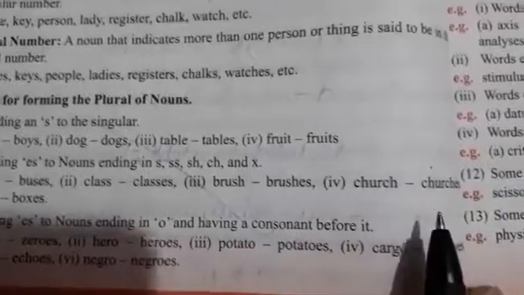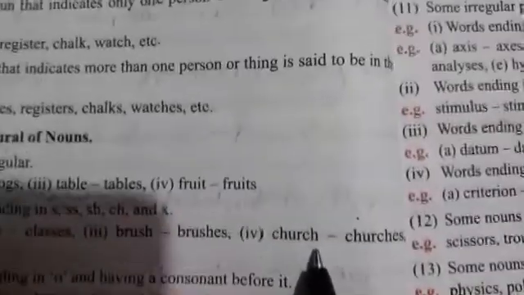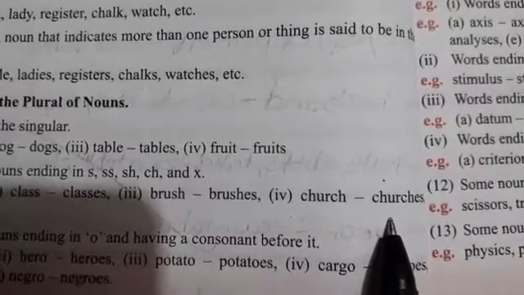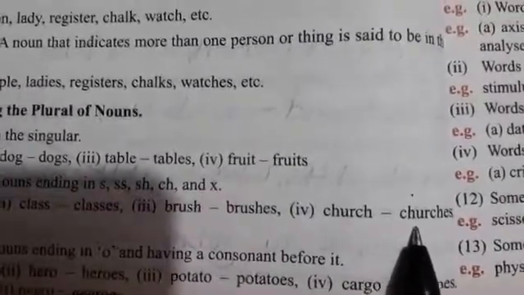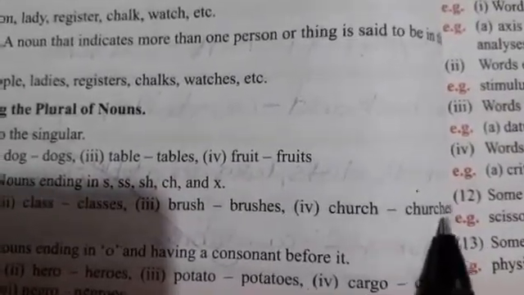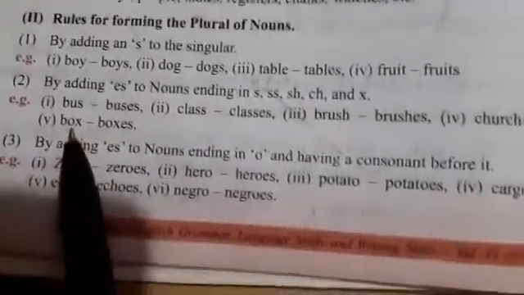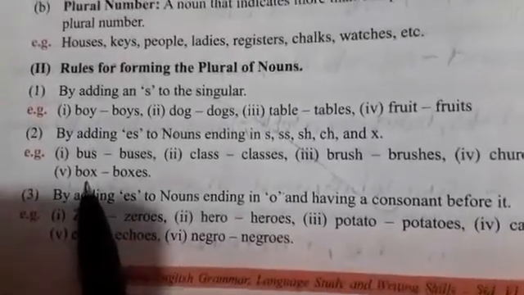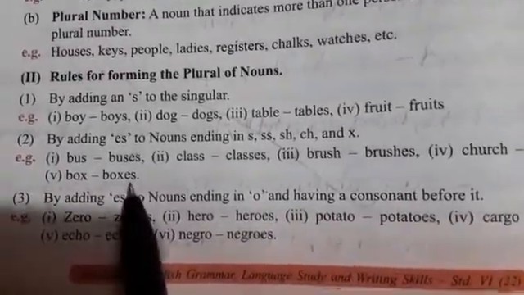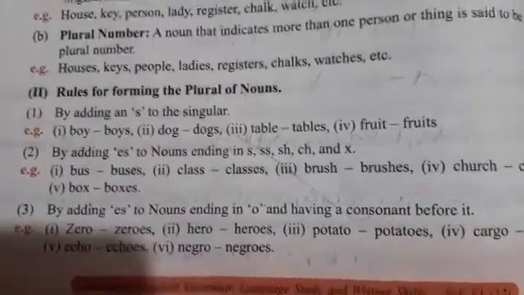Then is church. Now Christian people go to church for prayer. So one church in your area we will call one church. But if there are many churches in Badlapur, so what we will do? The plural form of church will be churches. So only es we have to add. It will give the plural form. After that, box. A single box, but if many boxes are there, it will become boxes. So to this box, if we add es, it will give the plural form of box.